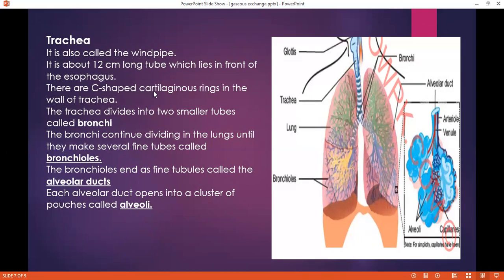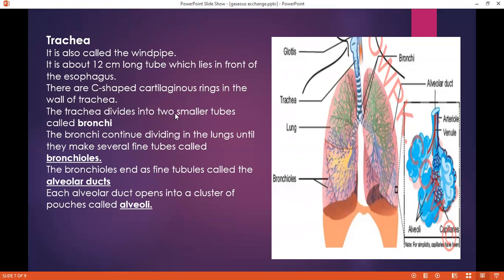There are C-shaped cartilaginous rings in the wall of the trachea. These are the white colored C-shaped cartilaginous rings which provide support to the trachea, and also prevent the collapsing of the trachea when there is no air in the trachea.